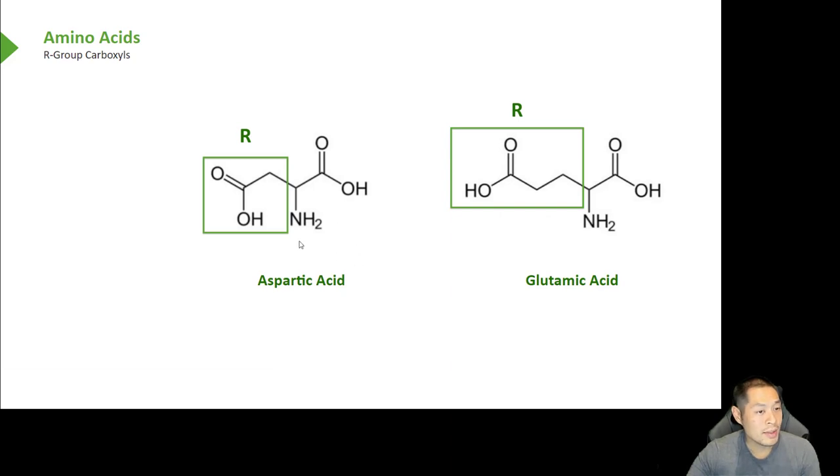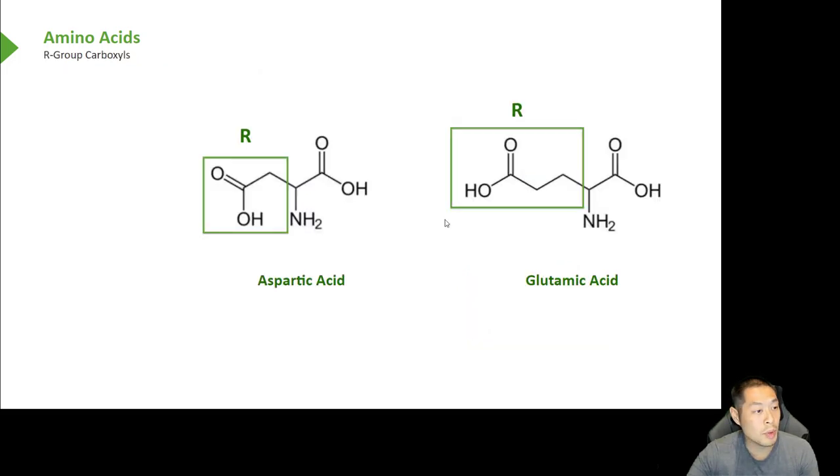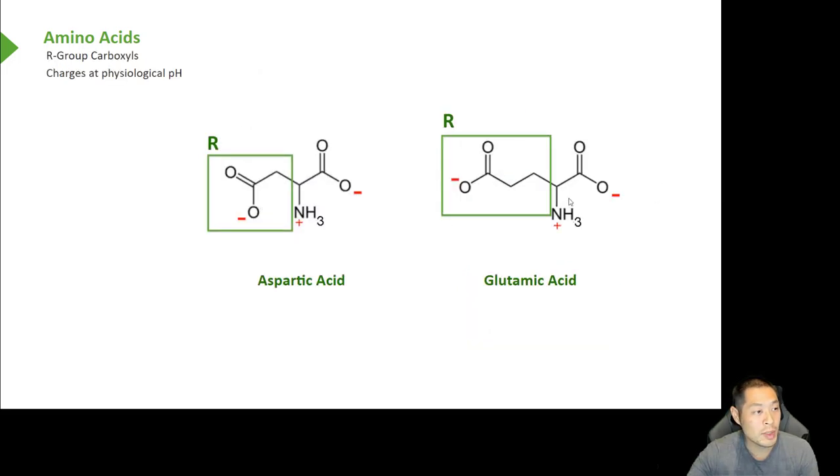Here we have some acids, and the exact opposite. These were proton acceptors. They're willing to take up hydrogen. These are going to be proton donors. So when you put them in certain pHs, they're going to give up their electrons, or sorry, their protons.